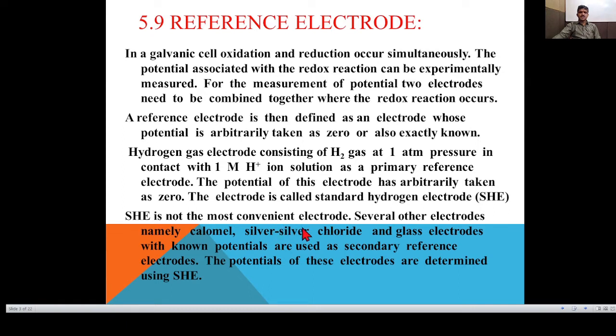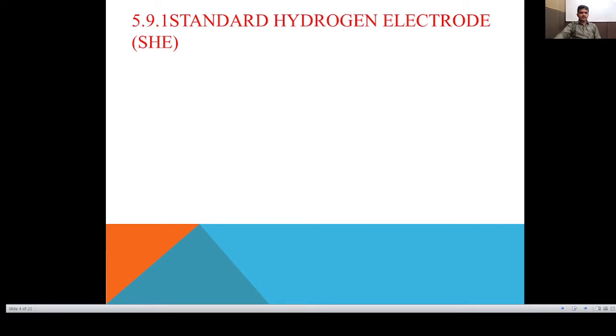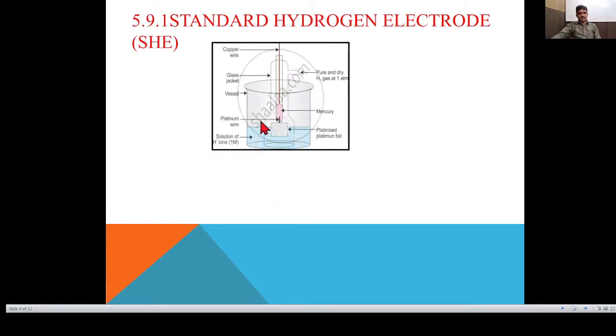SHE is not the most convenient electrode. Several other electrodes, namely calomel, silver chloride, and glass electrodes with known potential, are used as secondary reference electrodes. The potentials of these electrodes are determined using SHE. So what is SHE? Pure and dry hydrogen gas is bubbled around a platinum plate which is immersed in 1 molar H+ ion solution.